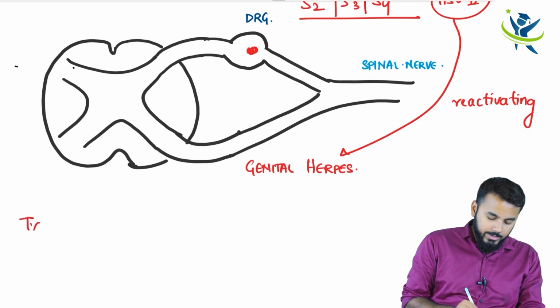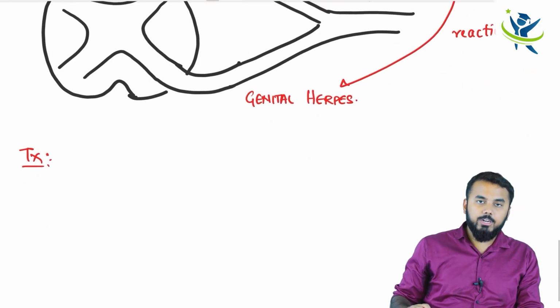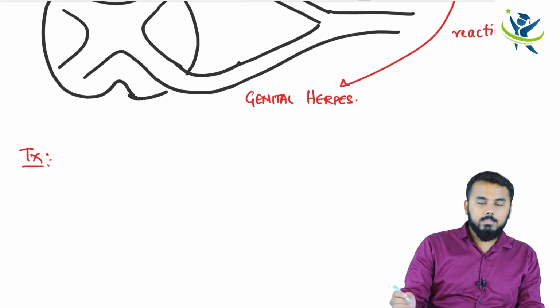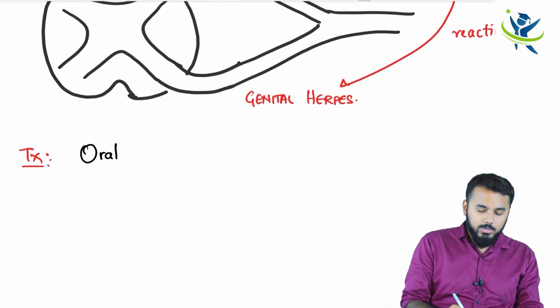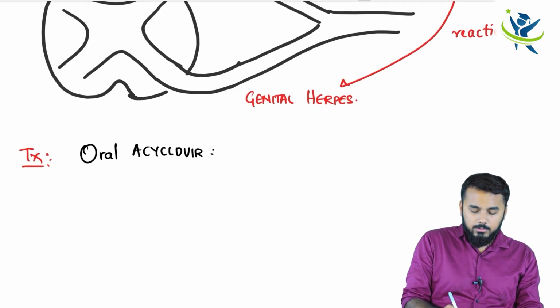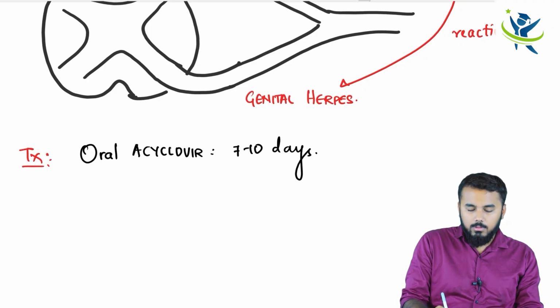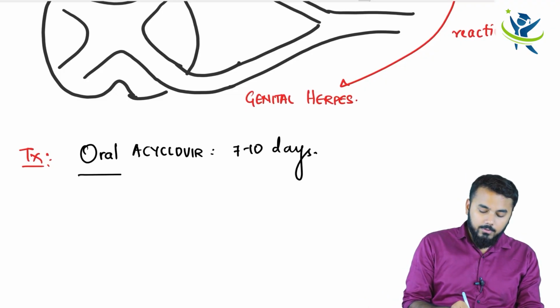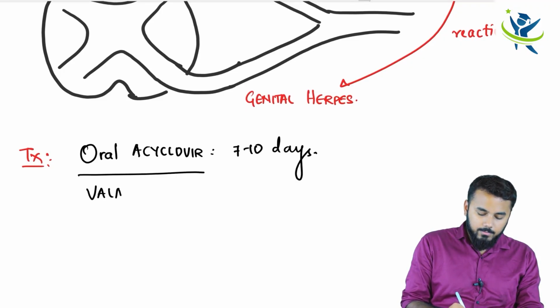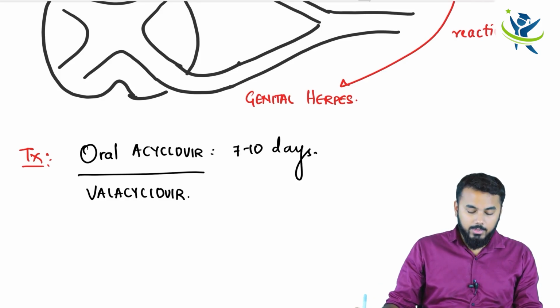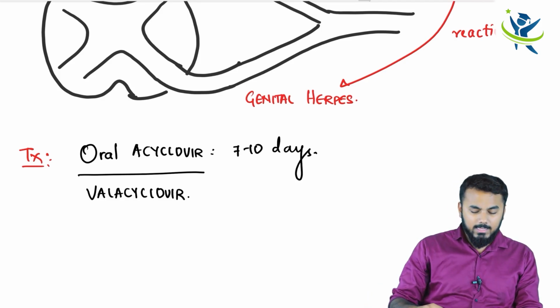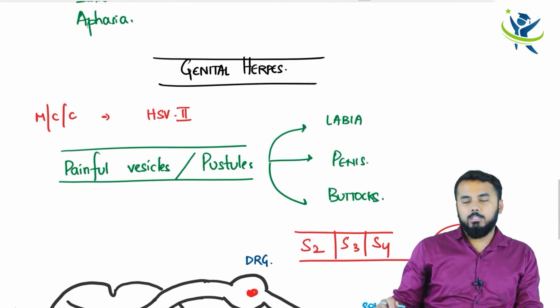So what would be the treatment here? The patient has to receive antiviral drugs like oral acyclovir. Oral acyclovir is given for around 7 to 10 days. Apart from oral acyclovir, you can also give valacyclovir. So this is all you need to know regarding the important points about genital herpes.